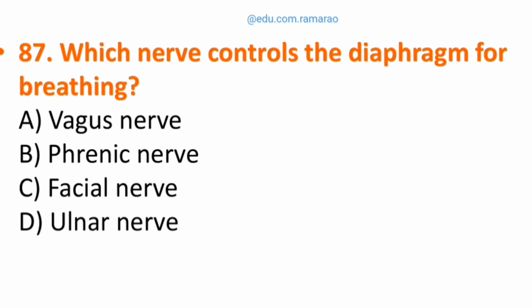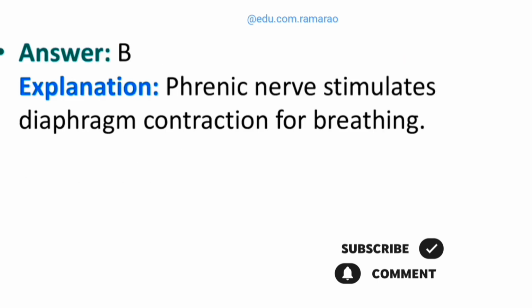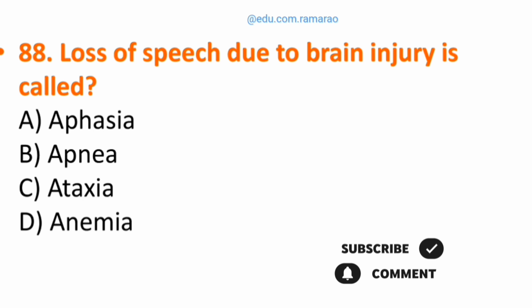Which nerve controls the diaphragm for breathing? Option A vagus nerve, option B phrenic nerve, option C facial nerve, option D ulnar nerve. The correct answer is option B phrenic nerve. Phrenic nerve stimulates diaphragm contraction for breathing.